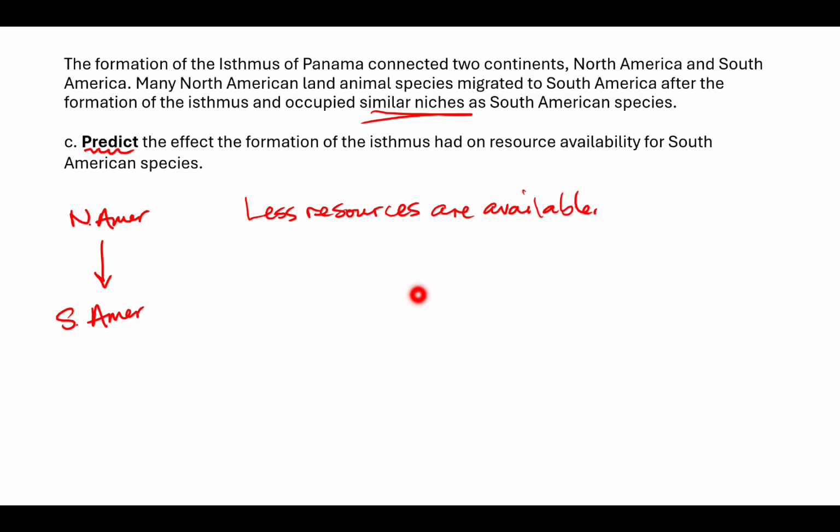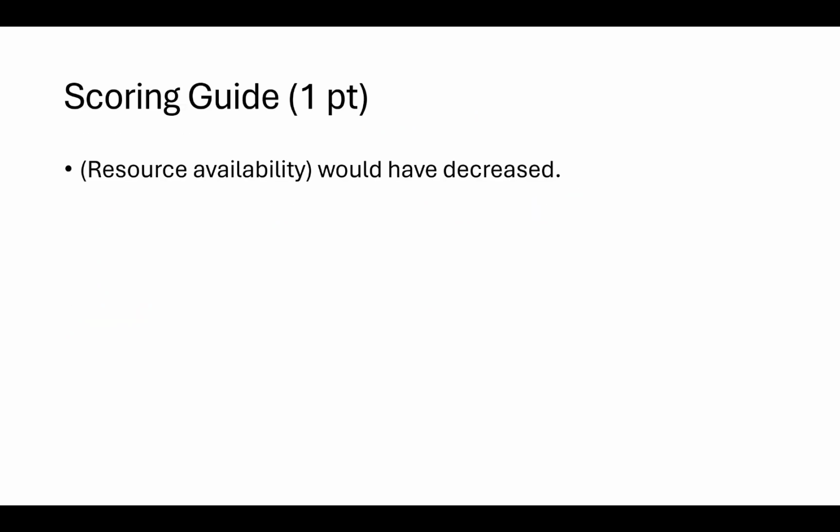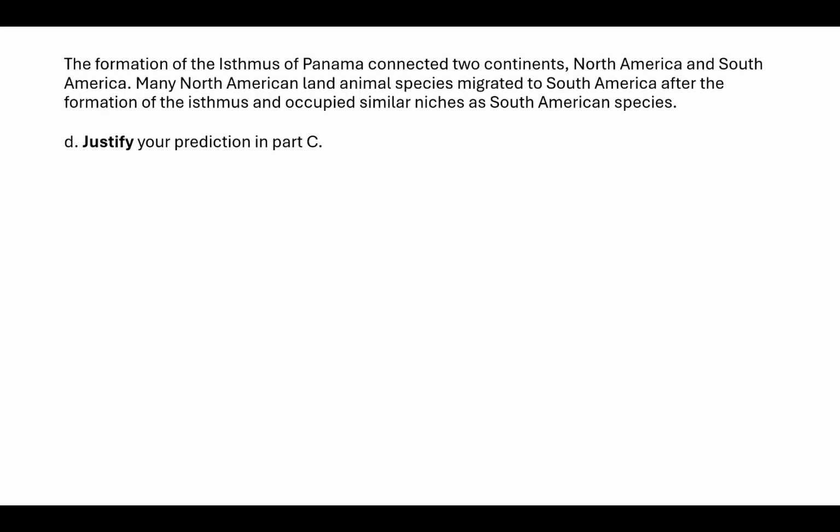We don't have to do any explanation here because they're just asking for a prediction. What's going to happen? So if we look at the scoring guide, it just says less resource availability. Anything that implies decreasing is going to be accepted. So now go ahead and pause for a second so you can read part D. Okay, so now you're asked to justify. So you made your prediction in part C, and now you have to back it up.